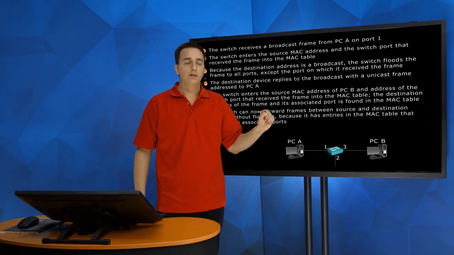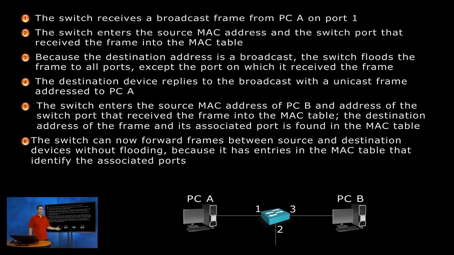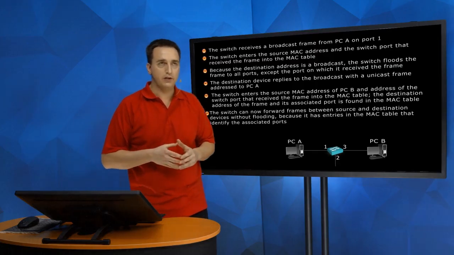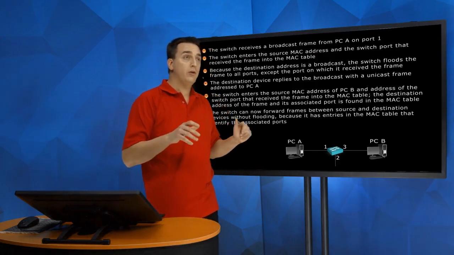So let's start off by looking at a little example here. We are going to have PCA send out a broadcast frame. And this particular broadcast frame is going to everybody. So the source MAC address is PCA, but the destination MAC address of a broadcast frame is what? What is it? That's right. All Fs. F, F, F, F, F, F, F, F, F, F, F, F. All Fs. That's the destination MAC address. So let's go ahead and send that out right now.